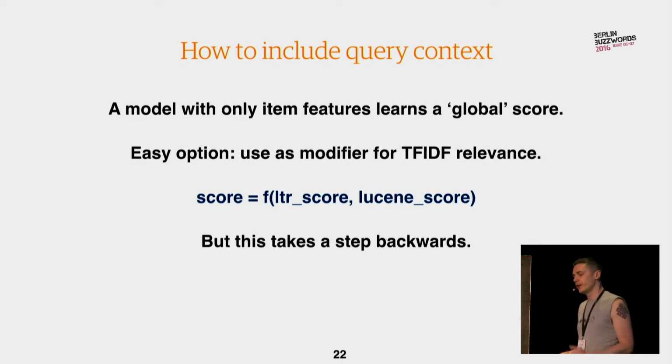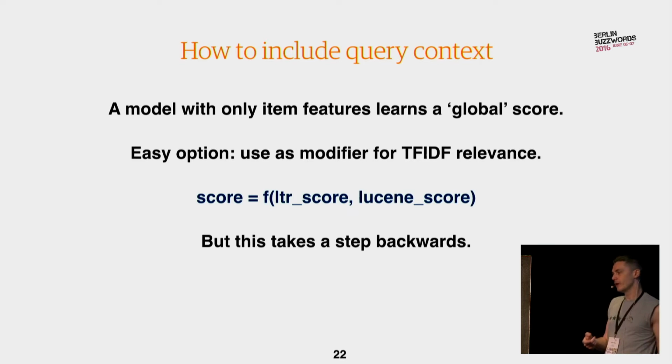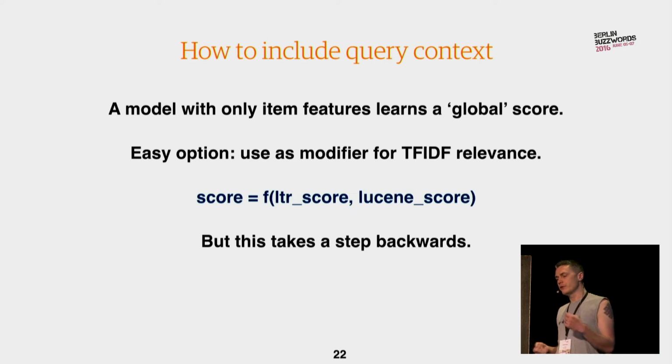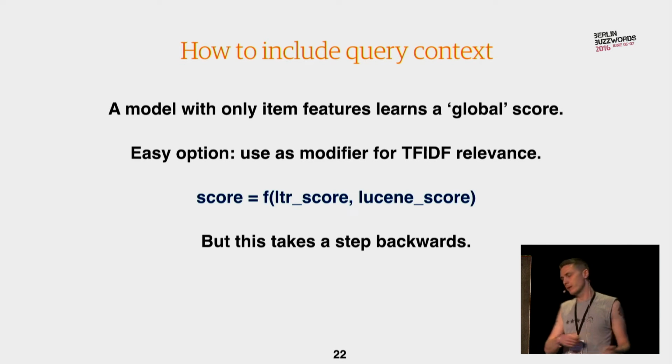One simple way is to calculate the relevance normally, and then use the global quality score from your machine learning model as a modifier for that. But that means you still have to manually decide how to weight those two scores with respect to each other, so that's kind of a step backwards to where we were at the start.